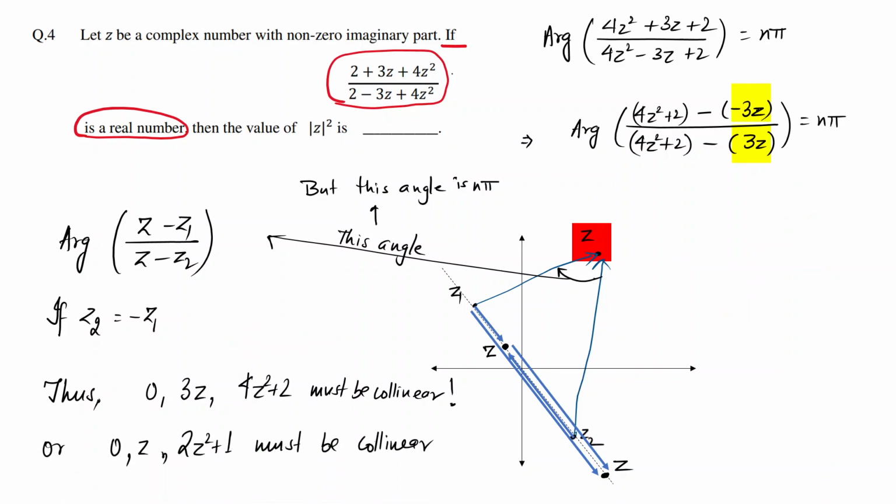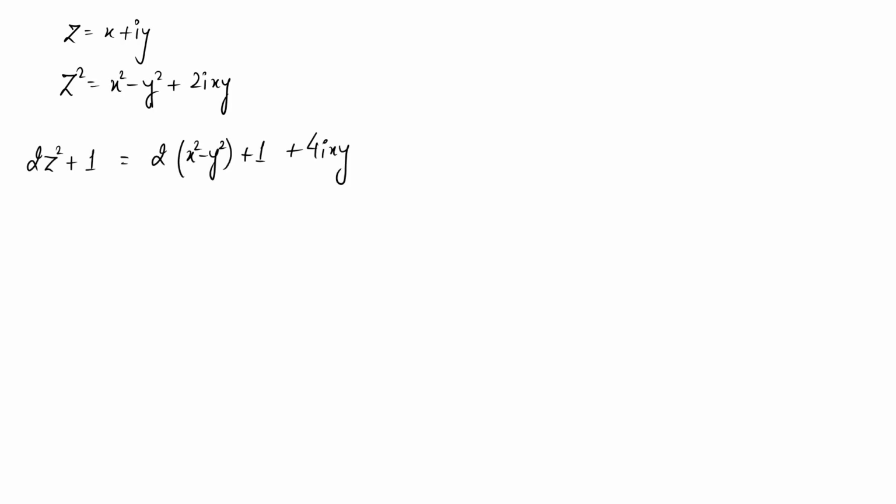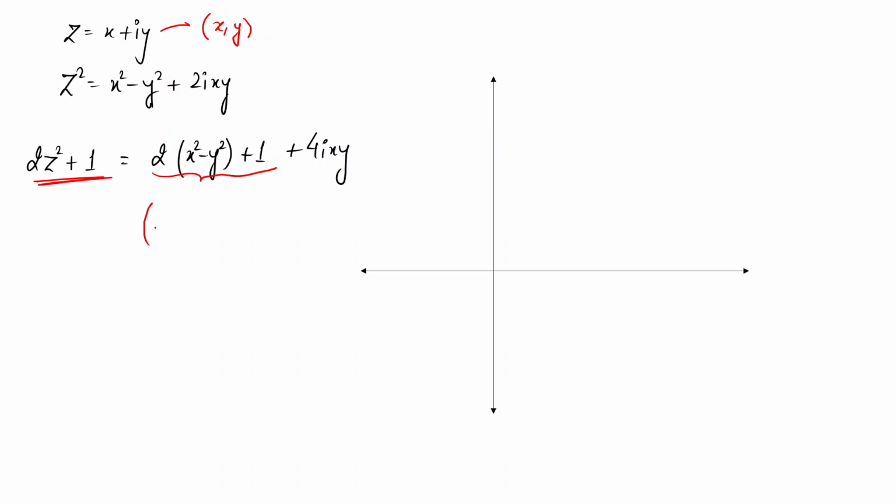So this boils down to this very simple thing, that 0 and z and 2z square plus 1 must be collinear. So from here, let's go into coordinate geometry, and let's say that z is this point, then z square is this expression. You can represent z by this point (x, y) on the Argand plane, right? And you can represent this complex number by the x coordinate being 2x square minus 2y square plus 1, and the y coordinate being the imaginary part, 4xy.